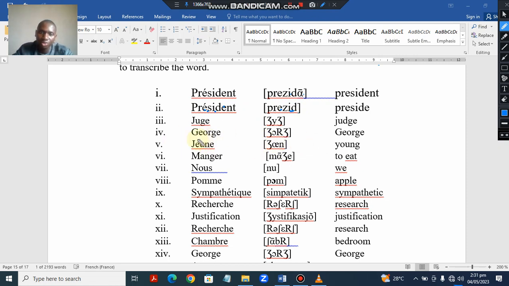Now look at George. You have E, O, E. You would have thought there are 3 syllables here. No, when you transcribe it, there's only 1 vowel in the transcription. That means there's only 1 syllable. We have Jean, E, U, E. 3 vowels. And when you transcribe, you have only 1 vowel transcribed here. That's 1 syllable. Manger. This is a nasal vowel.